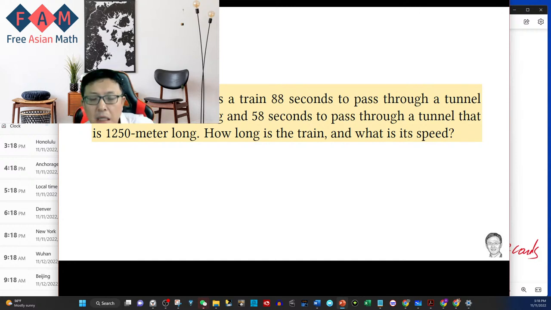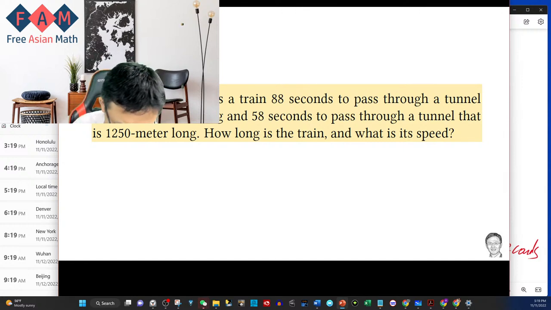Well, sometimes some conditions or constraints are not stated for you. But from reading the problem, you can clearly make those unspoken assumptions for yourself. What is such an unstated assumption? The assumption is that, first of all, the train's length and speed remain the same in both cases, right? That's a given. They should not change.